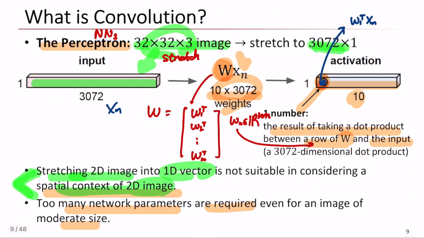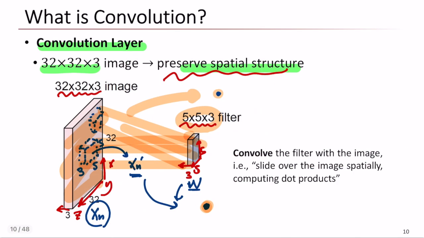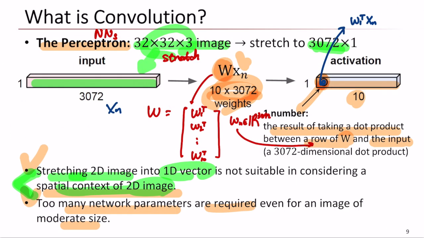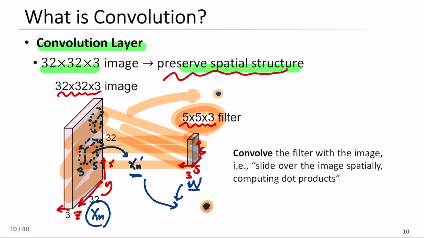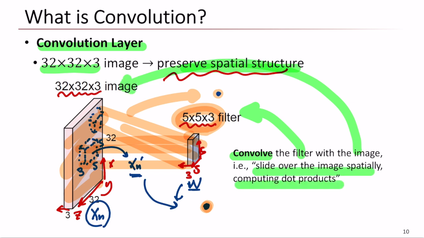By doing this, we can preserve the spatial structure to solve the first case, and we can theoretically reduce the learnable parameters, because in this case our number of learnable parameters is 5 by 5 by 3 compared to this one. This is a very, very small number of parameters. So this kind of process is called the convolution. It means that we convolve the filter with the image, that is, slide over the image spatially, computing the dot product like this. This is the convolution layer. That's it. That's very, very simple, right?